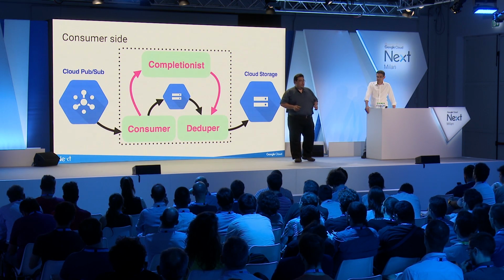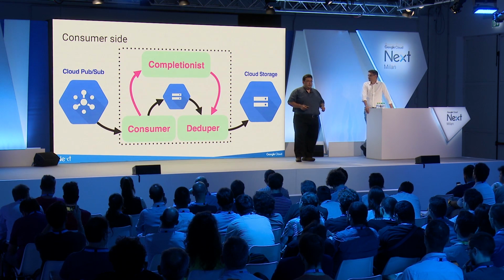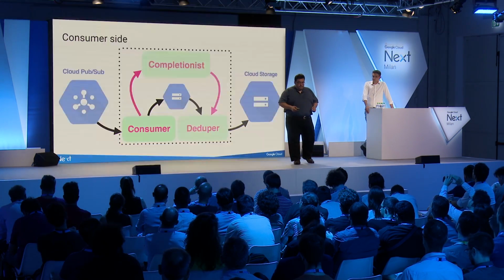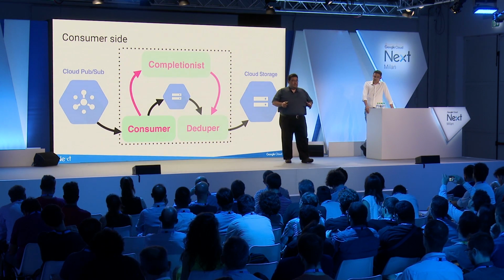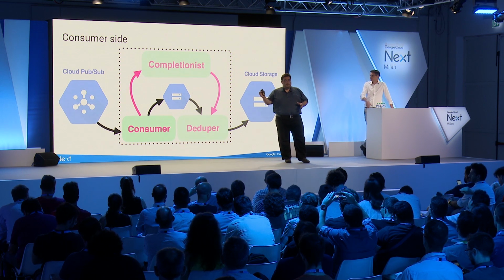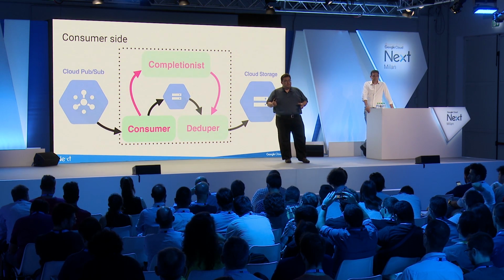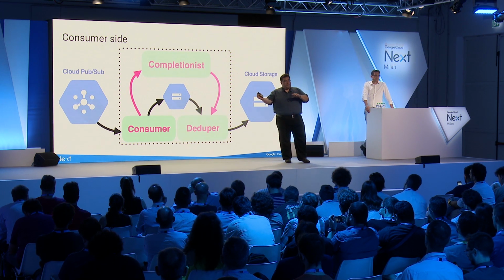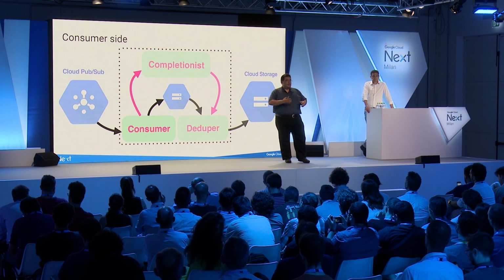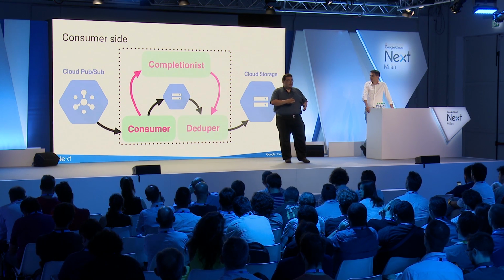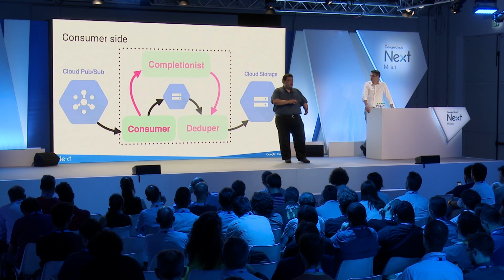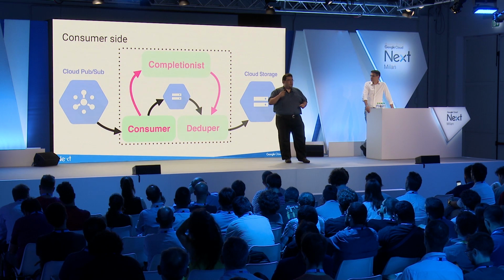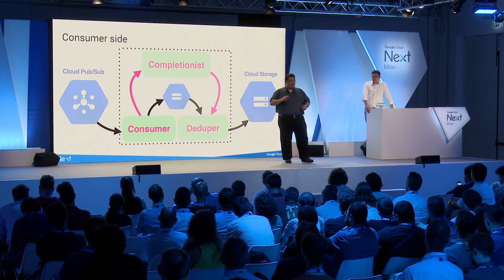We decided to build our ETL as three microservices: consumer, completionist, and deduper. The consumer is a very dumb process. It pulls data from PubSub, and then it writes that batch of events as a small file in an intermediate Google Cloud Storage bucket. So we put it there, and then we notify this other component called completionist. I will explain more about what it does.